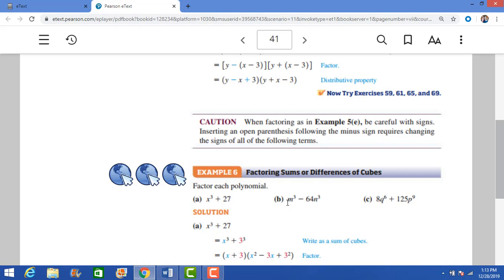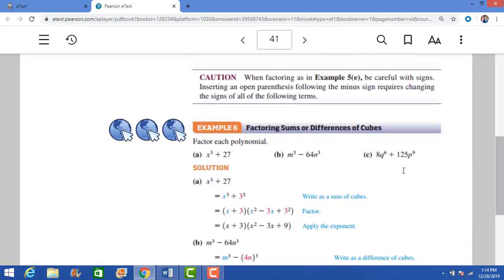Same thing we can do here. So this is a cube. This is a cube, obviously. This is also a cube. This is 4 cubed. So this is going to be 4n quantity cubed. Okay, so again, we have a difference of two cubes. So that means the form is going to be a minus b quantity times a squared plus ab plus b squared.